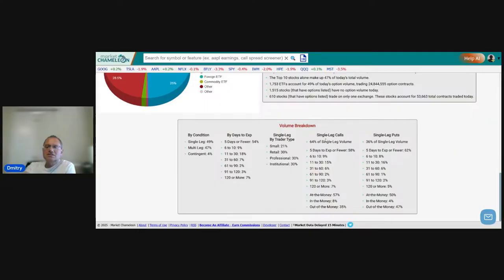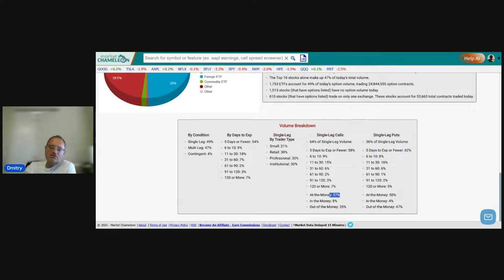The single leg calls, if we split them up, 64% were in the call volume, 36% were in the put volume. And if we wanted to get the same kind of breakdown for calls or puts, we see that for the calls also, most of it were in the shorter dated options, just like the puts. Okay. And at the time of the trade, we could see the moneyness of it.